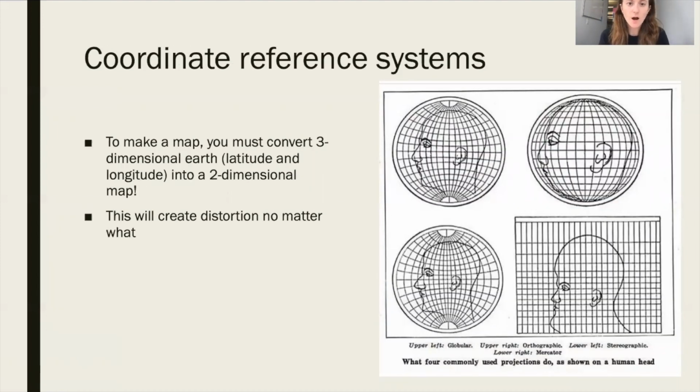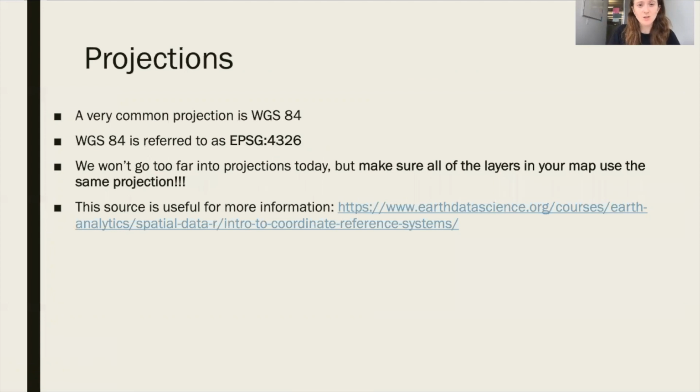Coordinate reference systems, I'm not going to talk too much about them today, but they're very important, and it's really good to know what CRS, or coordinate reference system, your shapefile is in. So what is a CRS? Well, to make a map, you have to convert a sphere or a 3D object into a 2-dimensional map. And when you do that, you're going to create some form of distortion no matter what. So picking a CRS is important, but even more important is to make sure that everything you're working with, if you're working with multiple shapefiles or with a raster data set and a shapefile, is in the same projection.